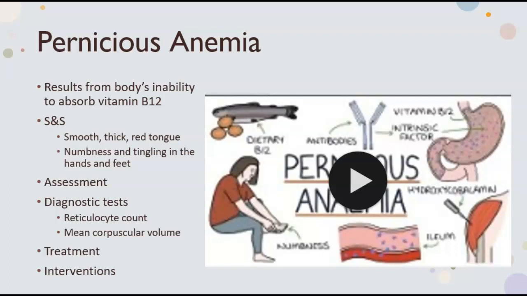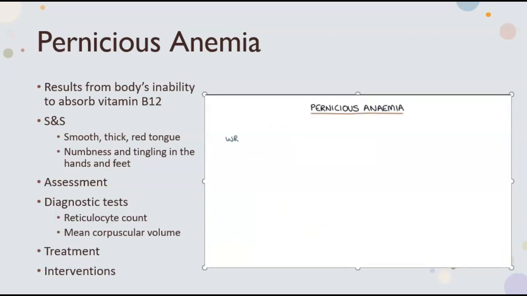Monitor bowel movement. This is important if they're getting iron replacement, and we'll talk about that more in iron deficiency. So you want to check the color. And then make sure they know that they have to have a lifetime therapy of vitamin B12. Pernicious anemia.